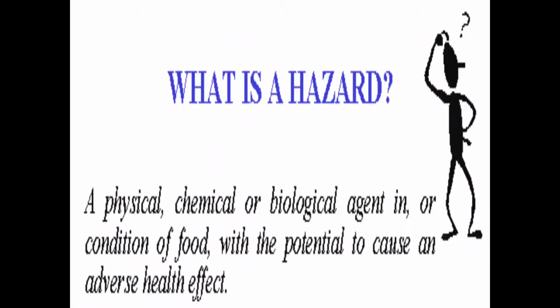Next, what exactly is a hazard? A hazard may be a physical, chemical, or biological agent, or a condition of food with the potential to cause any adverse effect or ill effect on the human body after consumption of that food. So, in simple terms, it is called a hazard. It may be physical, chemical, or biological.